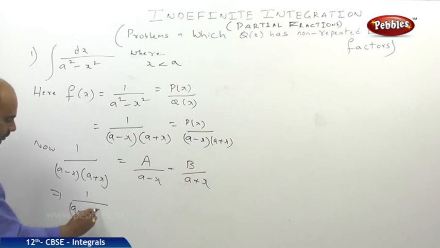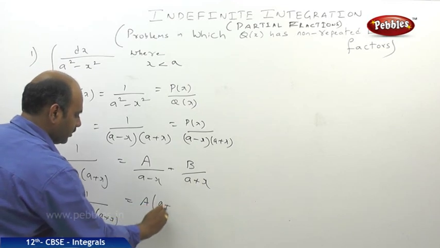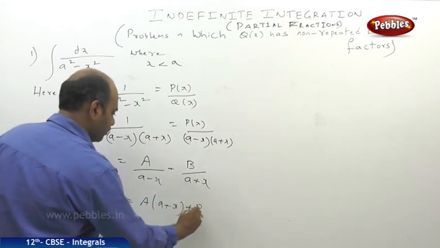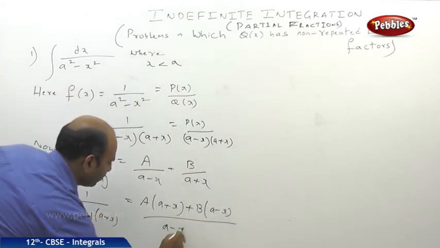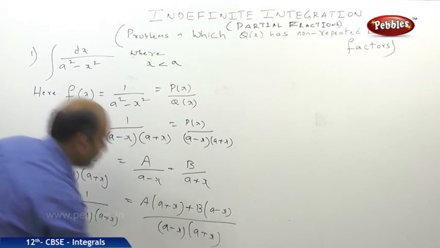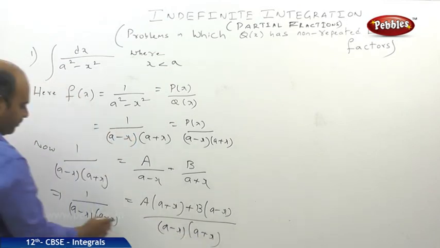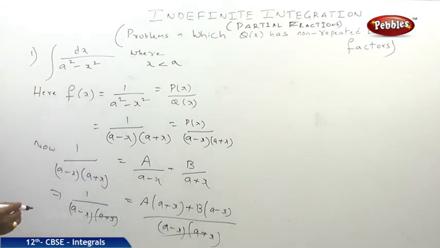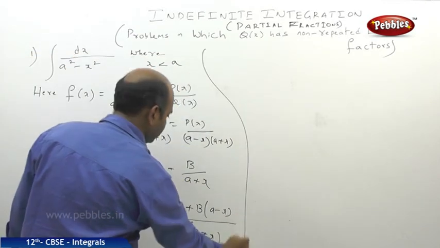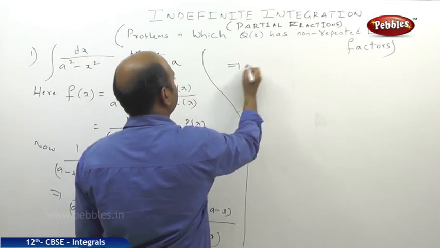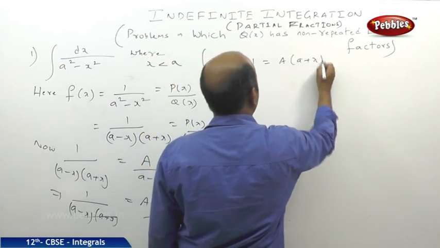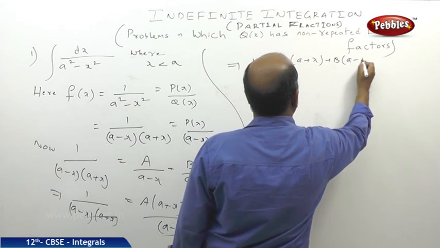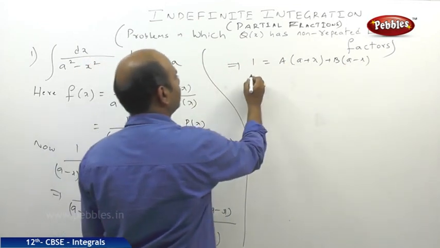1 upon (a minus x) into (a plus x) is equal to [a into (a plus x) plus b into (a minus x)] whole divided by (a minus x) into (a plus x). Now if you observe carefully, both denominators will get cancelled. So finally we get an equation: 1 is equal to a into (a plus x) plus b into (a minus x).